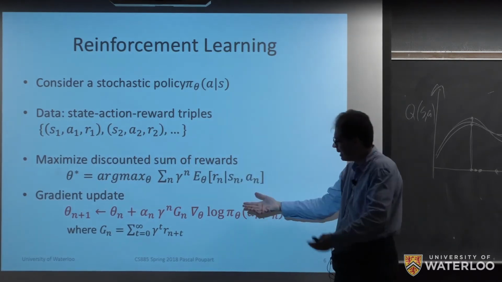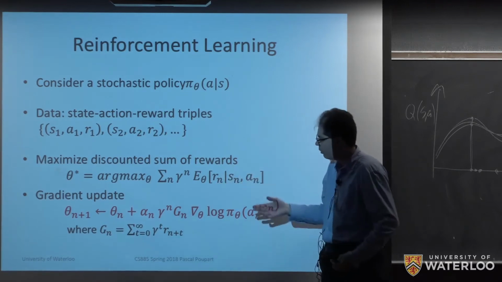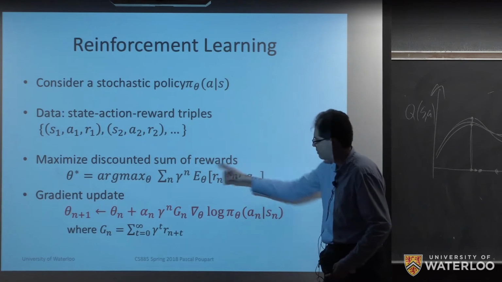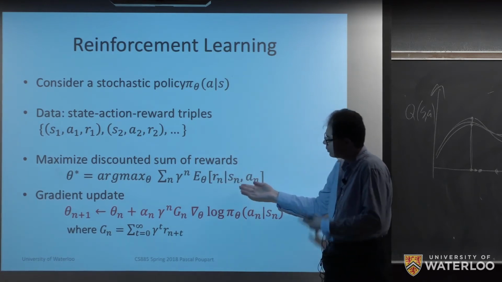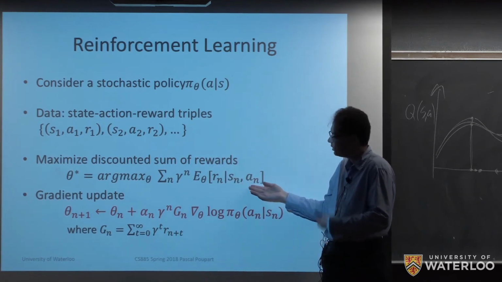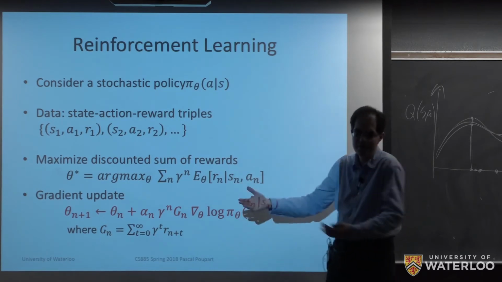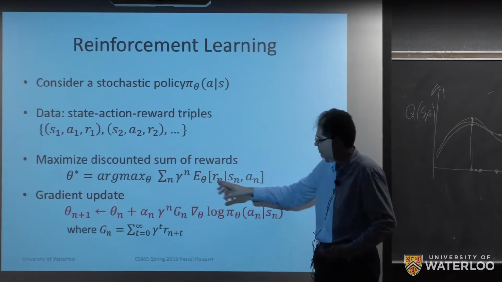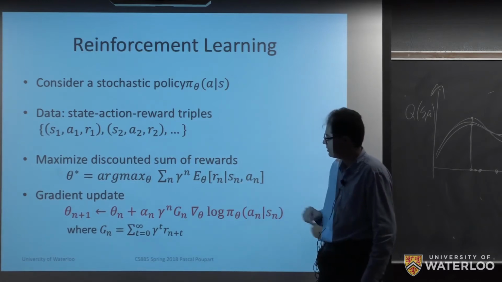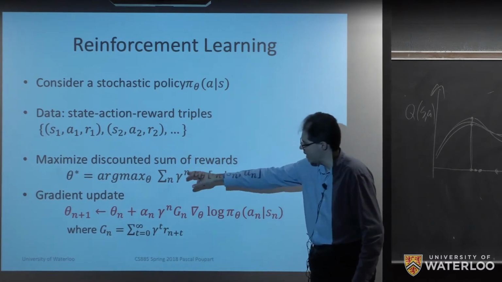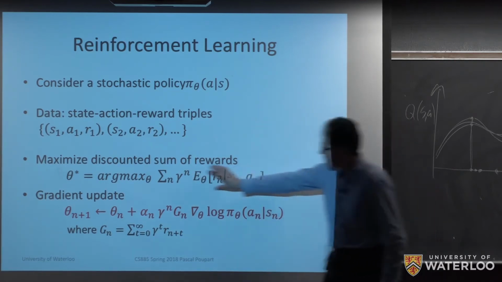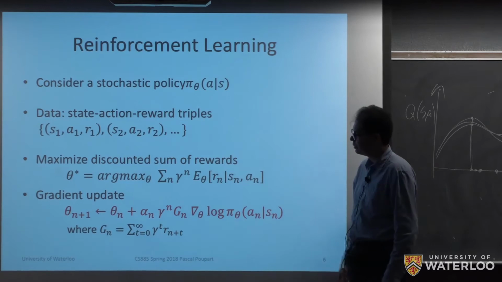So at every step, I'm going to obtain a reward. This reward might be stochastic, so that's why here I've got an expectation. And then the reward would depend on the current state and action, but then the current state itself depends on the previous states. So again, this expectation here is with respect to both the rewards and the states. And then I have to discount here for every step. Okay, so this is my objective in reinforcement learning.